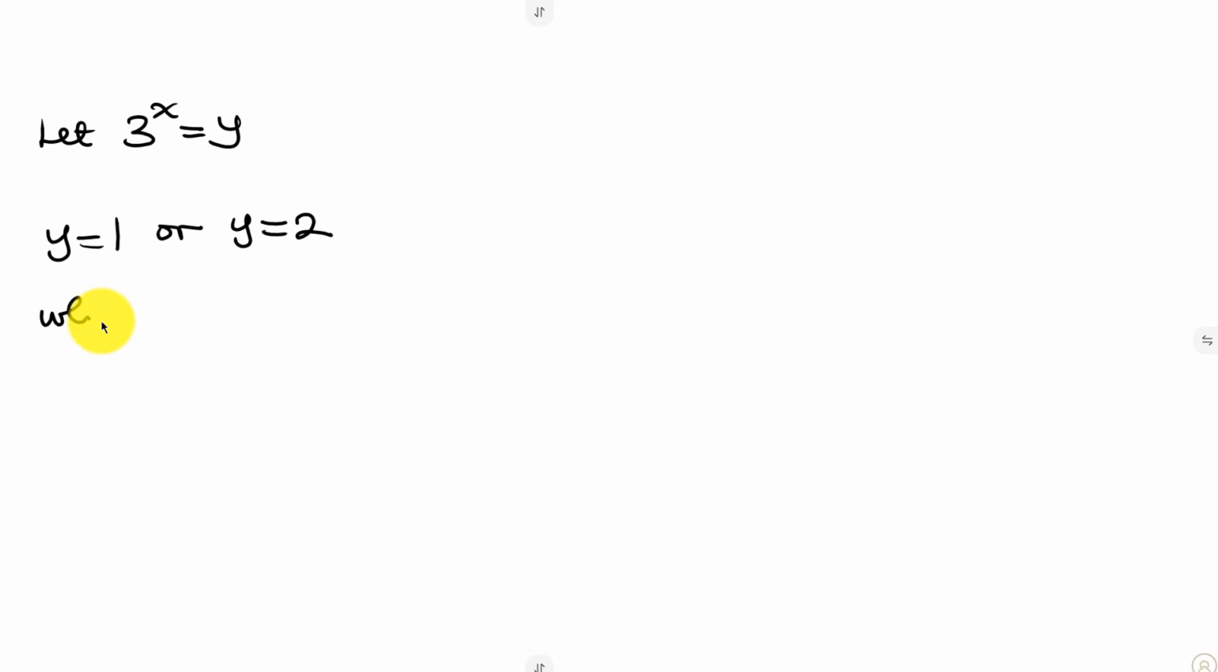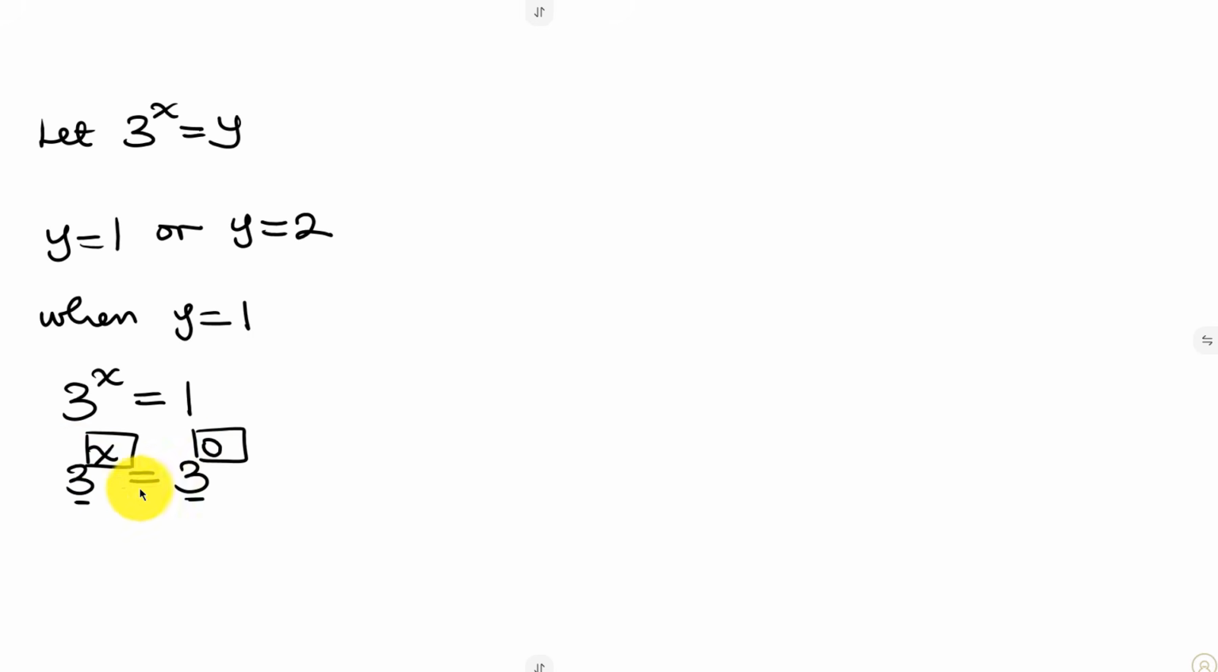So let's start with when y is equal to 1. So this becomes 3 to the power of x equal to y, which is 1. So this simplifies into 3 to the power of x equal to, now 1 can also be written as 3 to the power of 0. Well, we did that so that the bases on the left and on the right can be the same. And since we've achieved that, that means we can equate the powers. So x is equal to 0. So we've got one value for x.